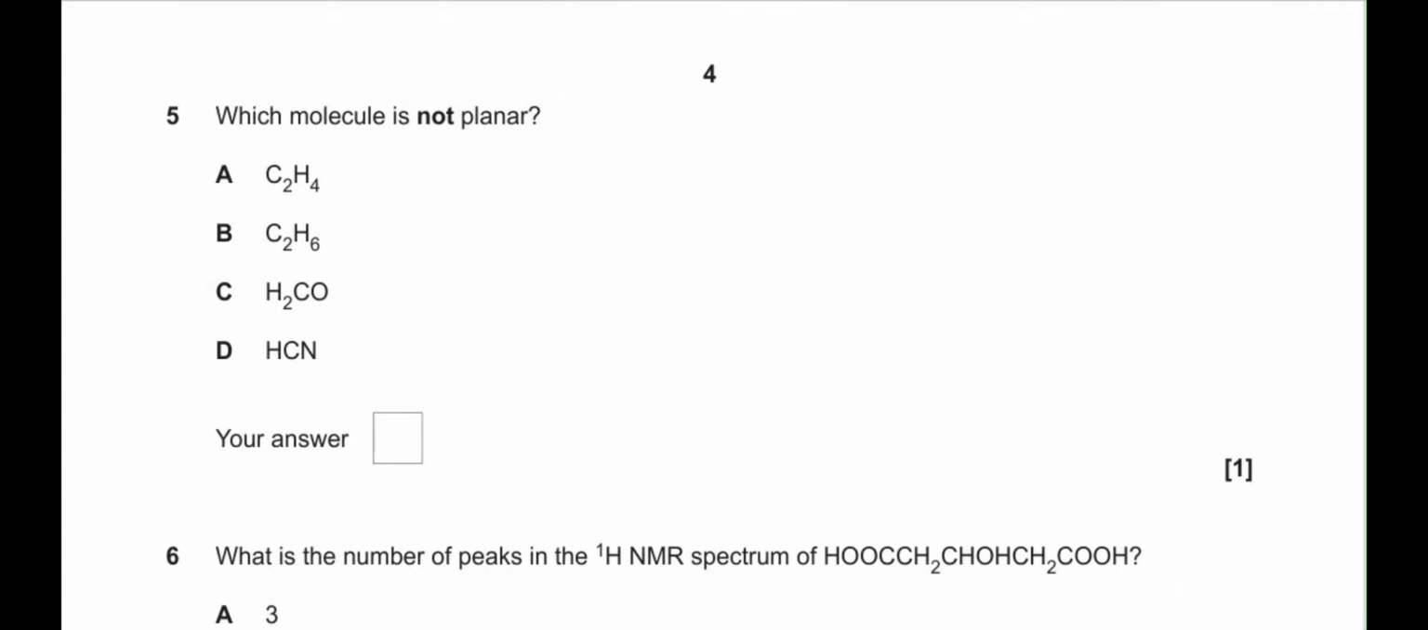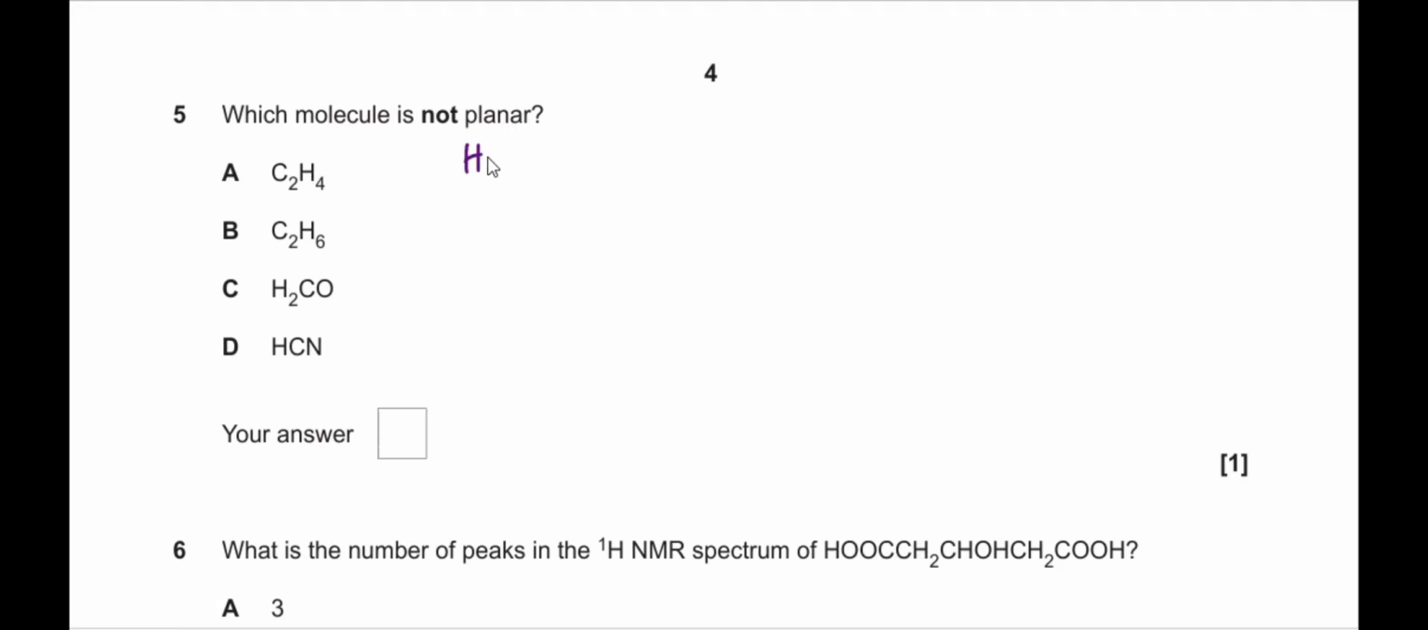Question 5. Which molecule is not planar? Planar means flat in shape. You know, compounds which are having carbon centers with double bonds or triple bonds have a planar shape. Carbon centers with single bonds have a three-dimensional shape. So basically this question is asking which structure under the options A, B, C and D has got a three-dimensional structure. Ethene has a double bond, so it cannot be our answer.